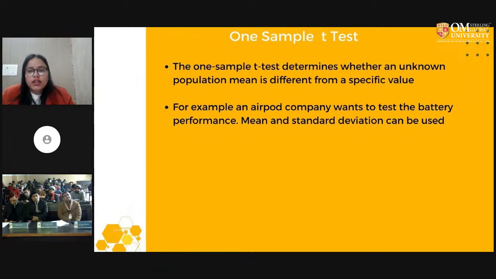So if they want to study, they can select a sample out of the various population or various airports that they are manufacturing. They can conduct a particular study on that sample, and then decide whether their population mean is different from the value that they have specified or not. If their value is close to the specified value, they can say that there is no significant difference between the means of two populations that we are going to study.